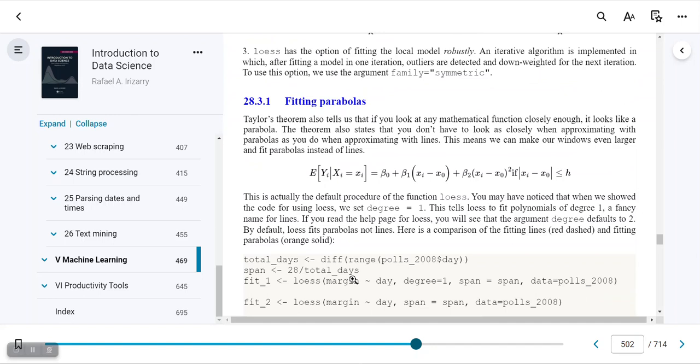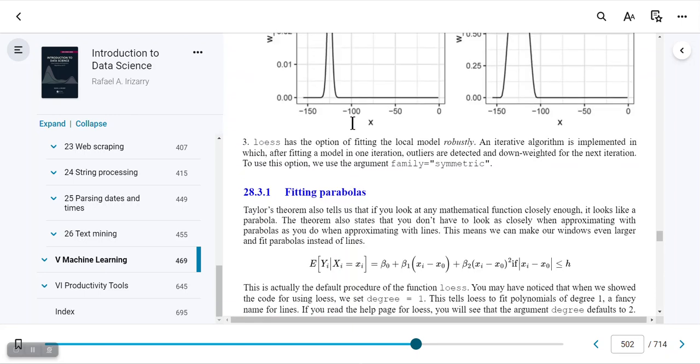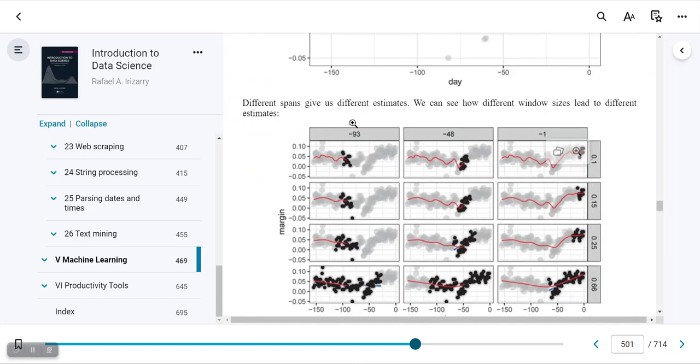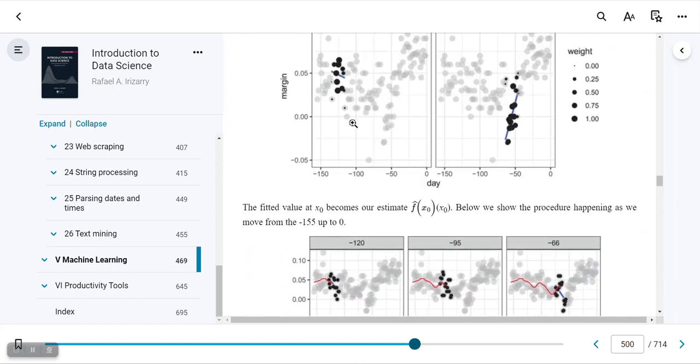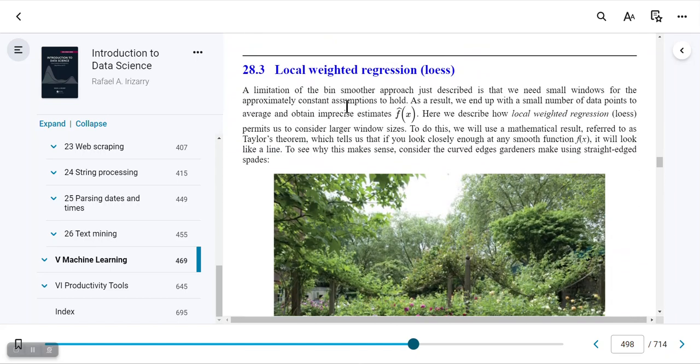I wanted to make this quick video to take a look at section 28.3.1 and fitting parabolas. This is in the section that we're looking at of regression and fitting curves into regression, and specifically this local weighted regression. One thing that's important to point out here is the difference between a regression line that fits all of the data points, which is the linear model or the standard regression that you learned about in statistics and we talked about before in this course.